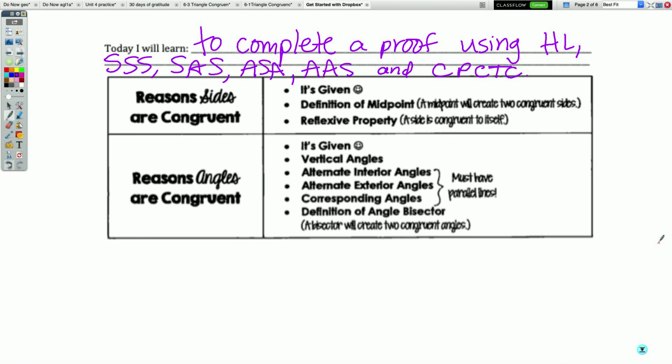Okay, so today I will learn to complete a proof using HL, side, side, side, side, angle, side, angle, side, angle, angle, angle, side, and CPCTC. We did talk about that. We talked about CPCTC. It stands for corresponding parts of congruent triangles are congruent. It is super simple. So today, as a little review, here's the reasons that we can have for sides to be congruent and for angles to be congruent.